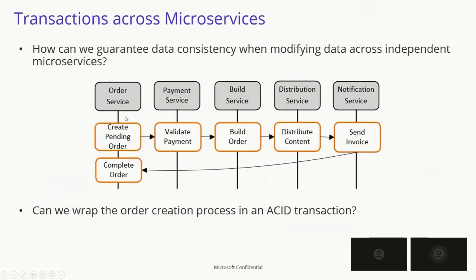We would basically create a pending order in the order service. Next, we would validate the payment in the payment service. Once that's complete, we would bill the order in the bill service. Then we would distribute the order. This might be the shipping service here. And then finally, we would send an invoice in the notification service and then go back to the order service and mark that order as complete. So you can see we got 1, 2, 3, 4, 5 different services.